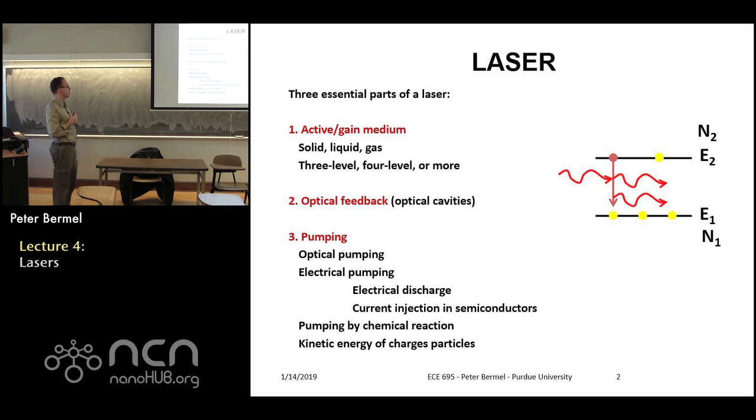Another option is chemical reaction, and of course some chemistry will allow us to excite molecules into higher energy states. The drawback there potentially is once you run out of reactant, then you can't run the laser anymore, so you need a lot of fuel. And then there are even strategies that involve using charged particles and their kinetic energy. So there are a lot of different ways to do this pumping.